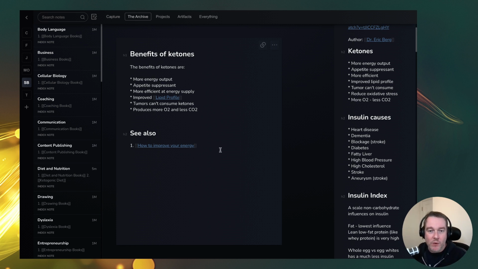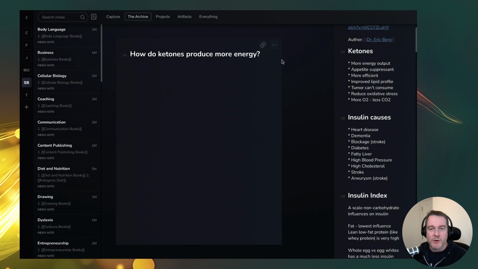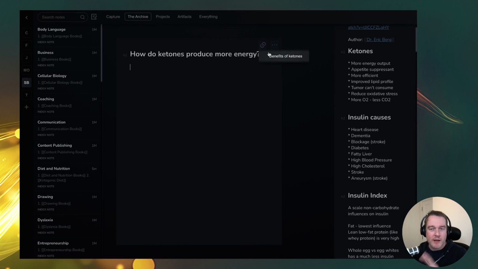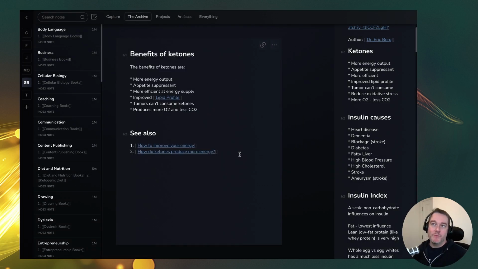So in that question, I'm going to say, how do ketones produce more energy? Let's put a question mark on that so I know that's something I want to answer. So I've got this here, and now this is a permanent note which I've got in draft state. So at some point I can go through and review my drafts and plan out what research I want to bring in now to start answering these questions.